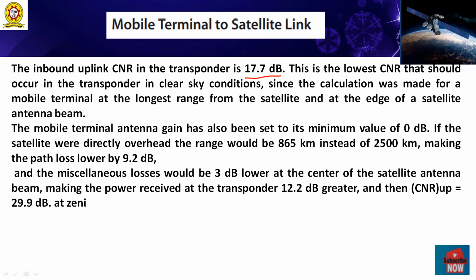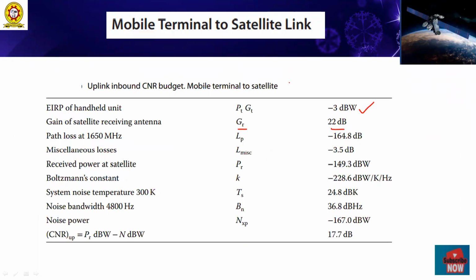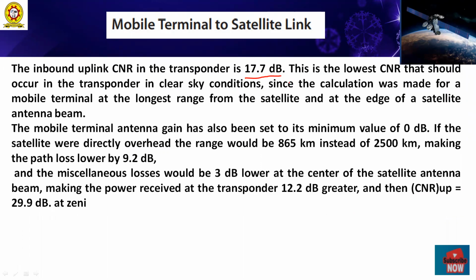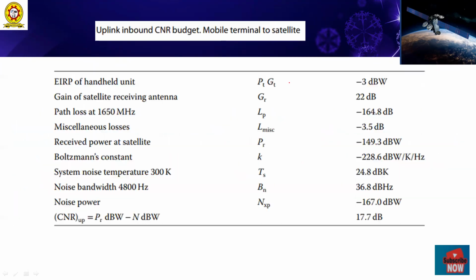Then what is the expected power that we have to receive from the transponder? Can anyone share the answer? Yes. That received power, obtained from this budget sheet, is approximately 12 dB. But what is the actual CNR up from here? We got 29 point something dB. So that is the value.